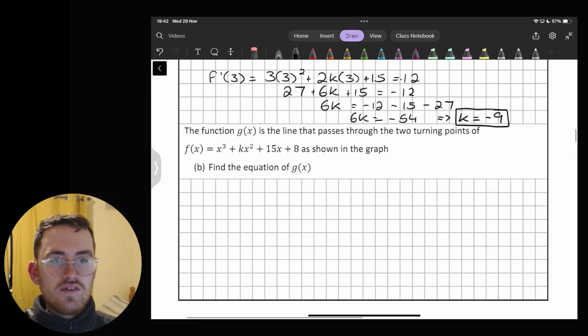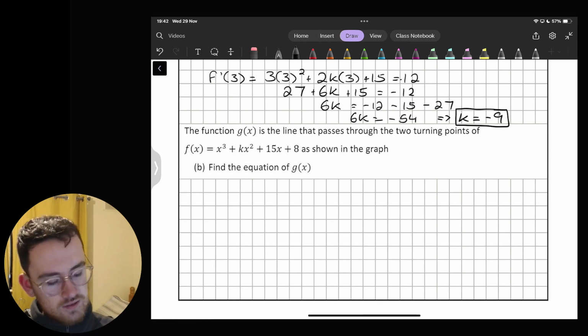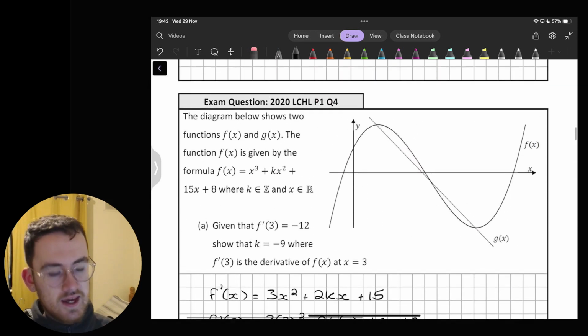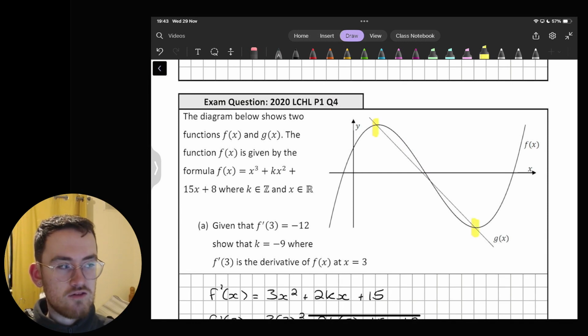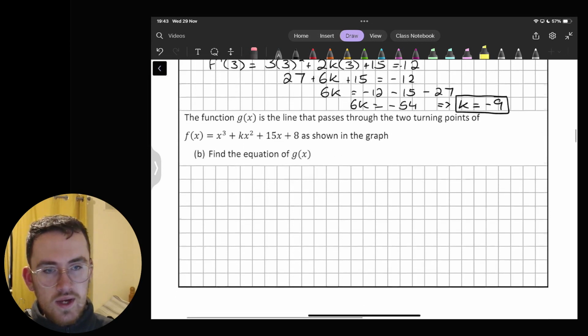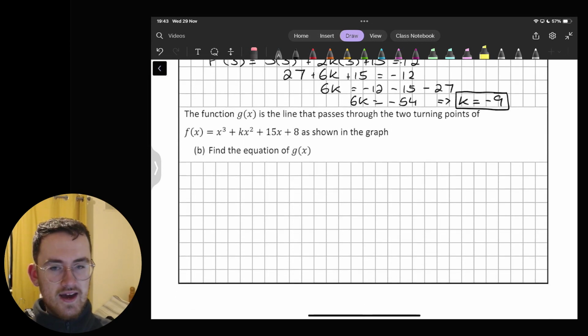The function g of x then is the line that passes through the two turning points of f of x, as shown in the graph. So let's look at the graph that we have here. We can see g of x is my line, and it indeed does pass through the two turning points of my graph there. We're asked now to find the equation of g of x.